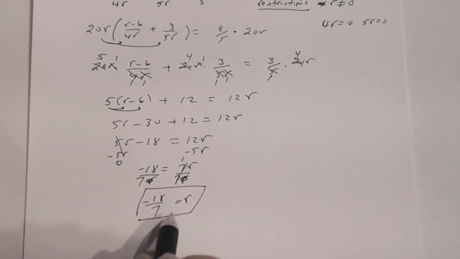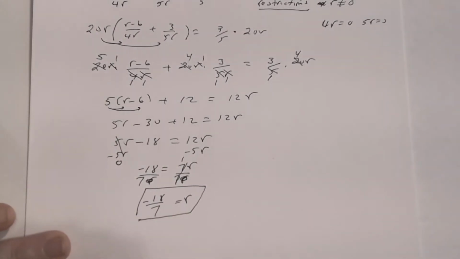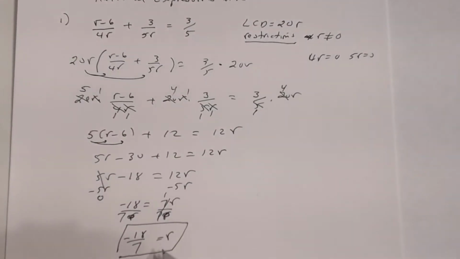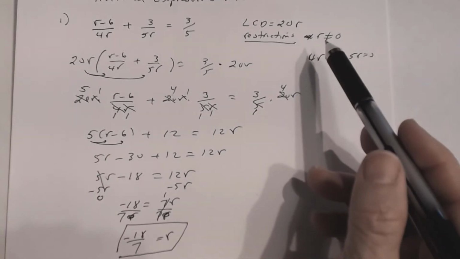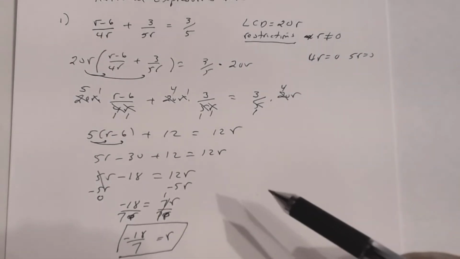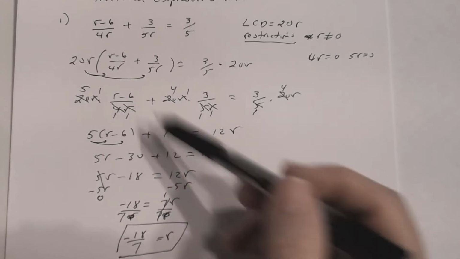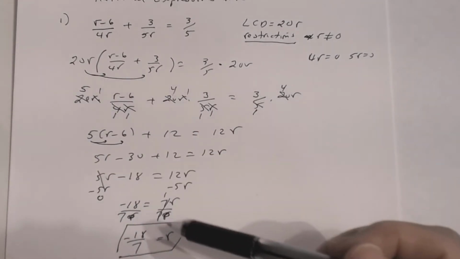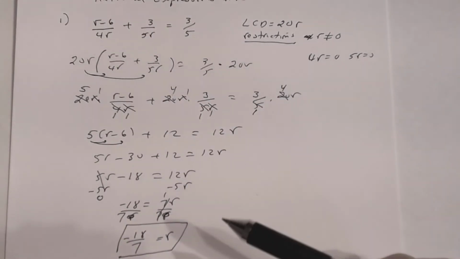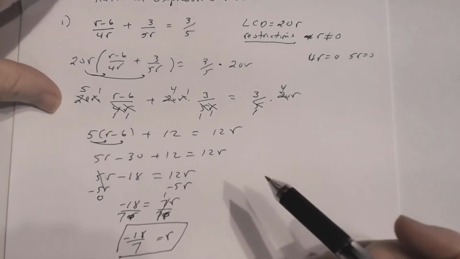Now, you notice I boxed it off, but what we need to also check is that since this was a rational equation, I've got to make sure that this solution is not a restriction. Okay, and it's not, because notice negative 18/7 is not 0. All right, so if all of this work is done correctly, then this, if I check, will be a solution to the original equation. Okay? All right, so that's number 1. Let's look at number 2. So number 2, we have this in number 2.